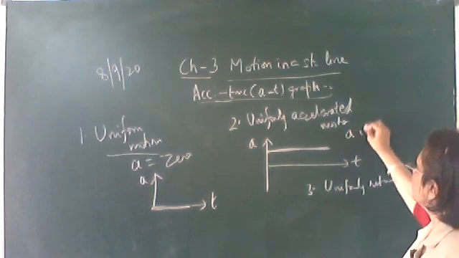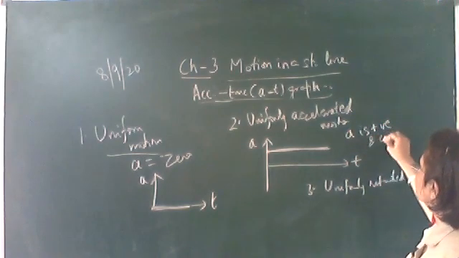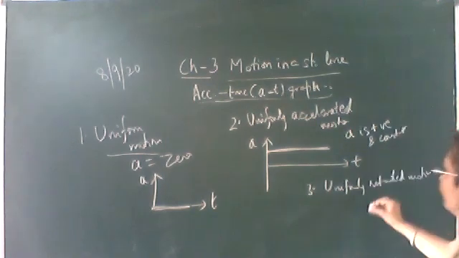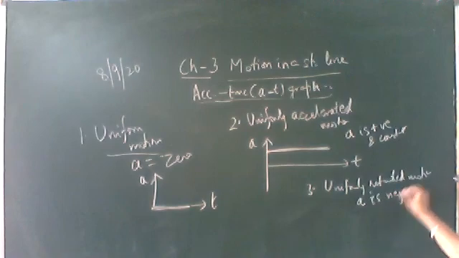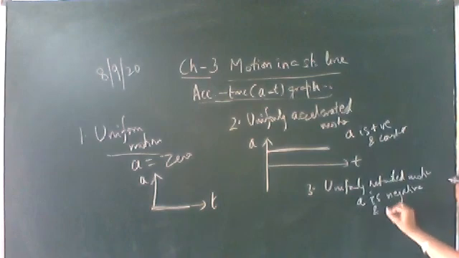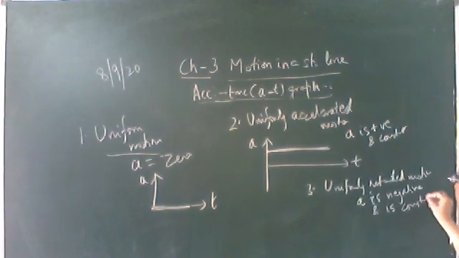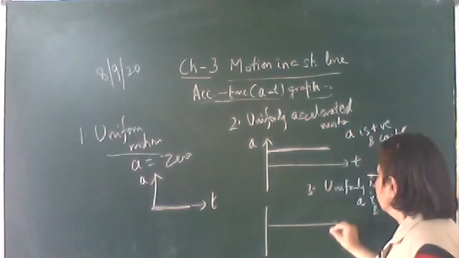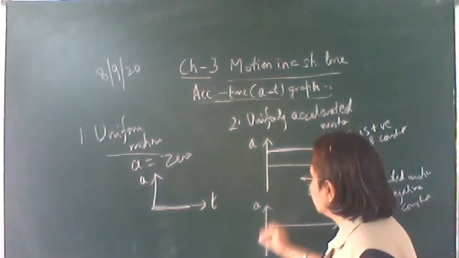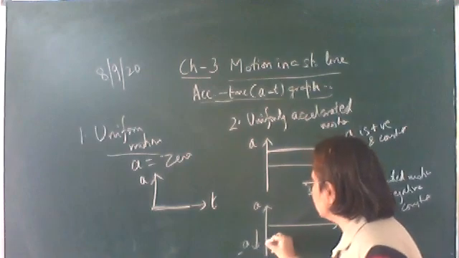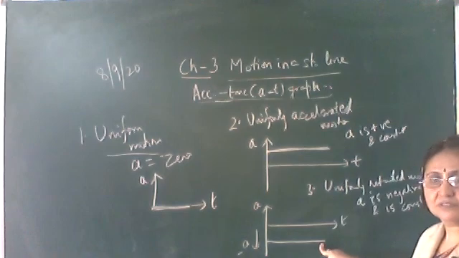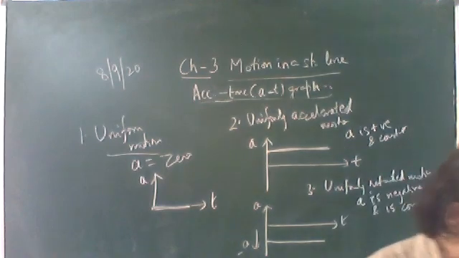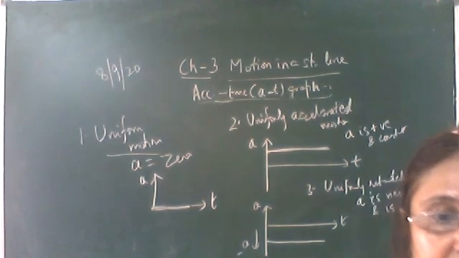Whereas for uniformly retarded motion, the acceleration is negative. Uniformly means it is constant. This is positive acceleration, this is negative acceleration. So the acceleration is constant but negative. Is it clear?